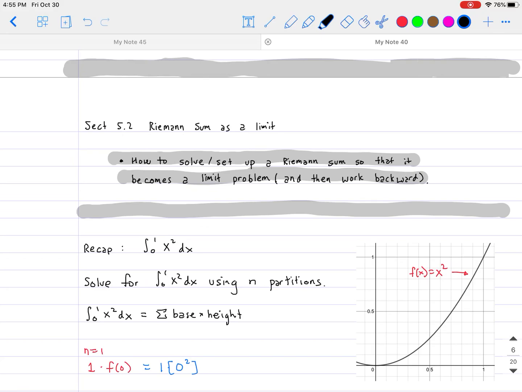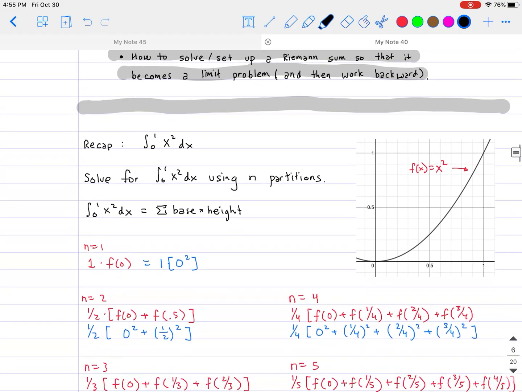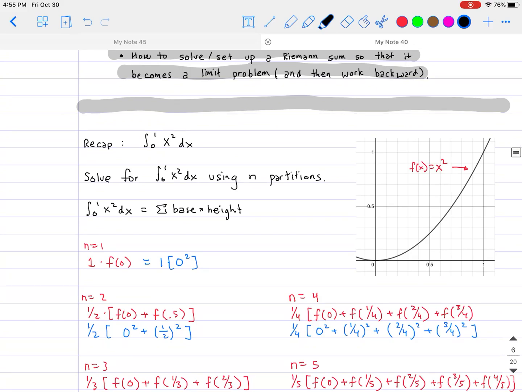Okay, so now I want to talk about how to set up a Riemann sum that becomes a limit problem, and then be able to plug it into a calculator, or plug it into a computer to have it solve for us, or maybe we know how to solve for the limit. And then be able to also work backwards, to look at a summation with a limit problem and say, oh, this is the area under the curve and this is what I'm trying to solve for. So here's a quick recap as to what we did last time.